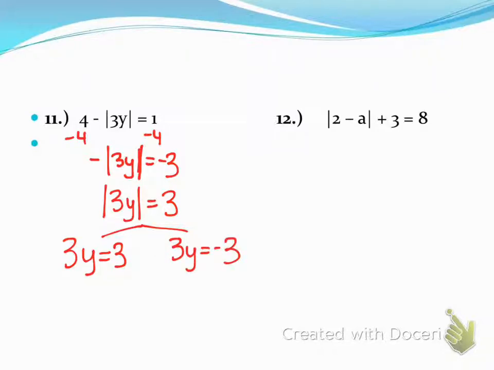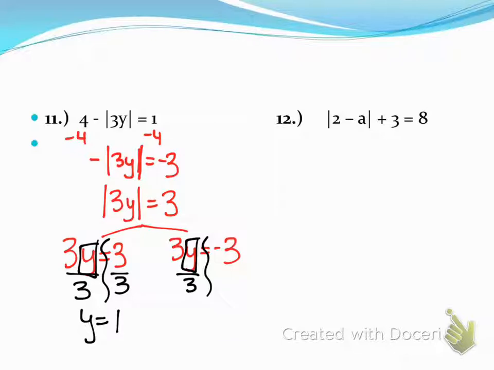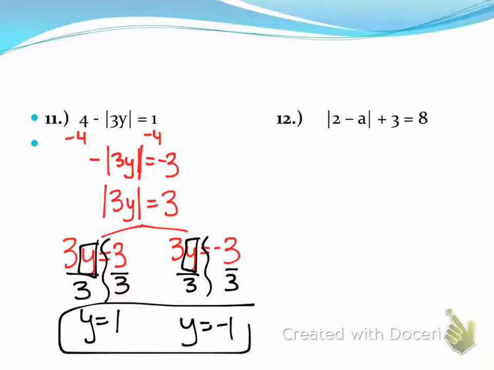Beautiful. Got them both. Now what are we ready to do? Divide. Now we're ready to get y by itself, which means we are dividing both sides by 3. So on the first one, y equals 1. On the other one, we again divide by 3. This time we get y equals -1. Ta-da! All done.